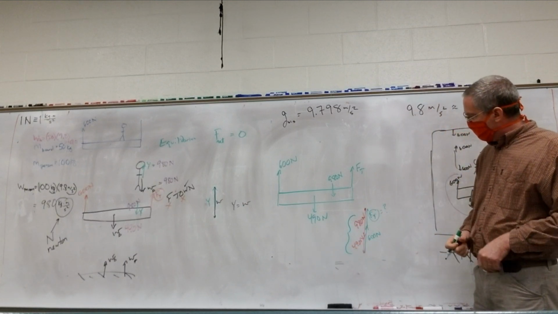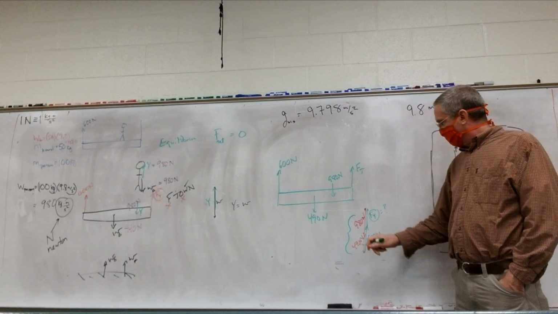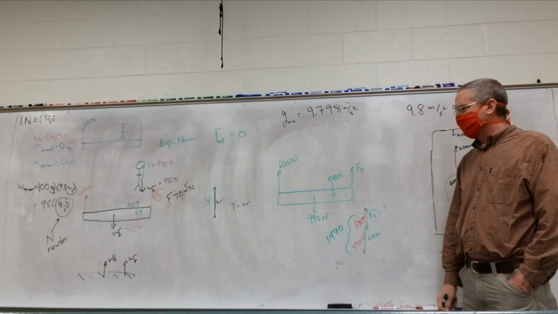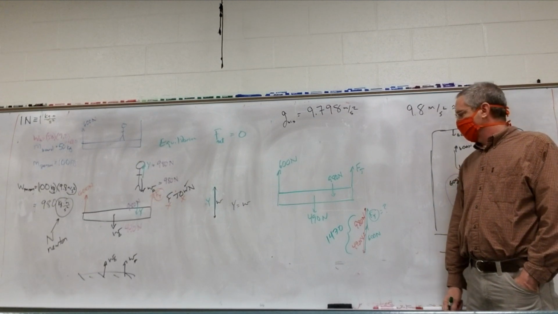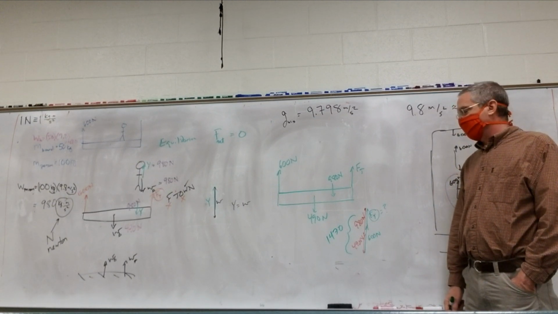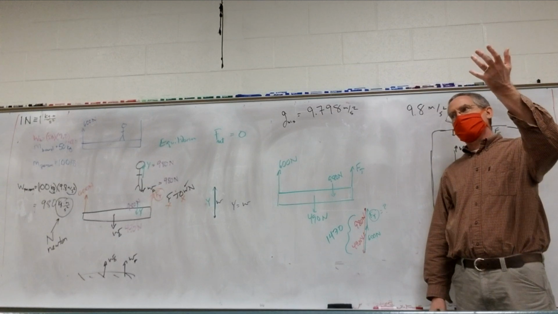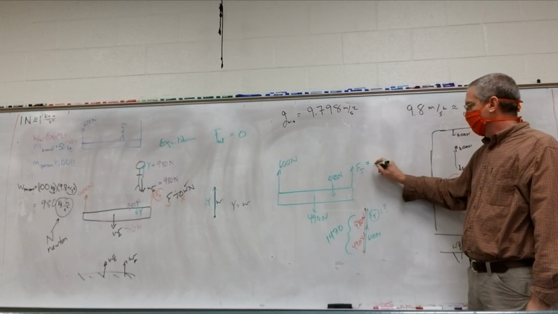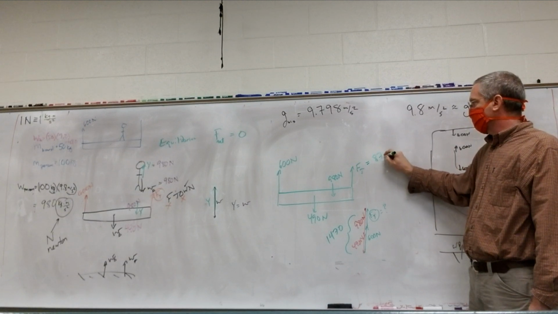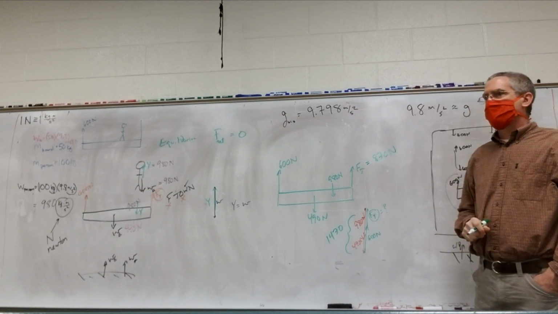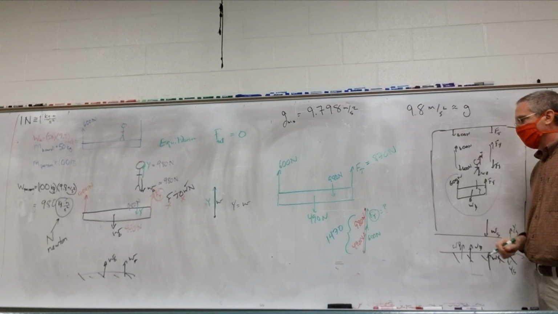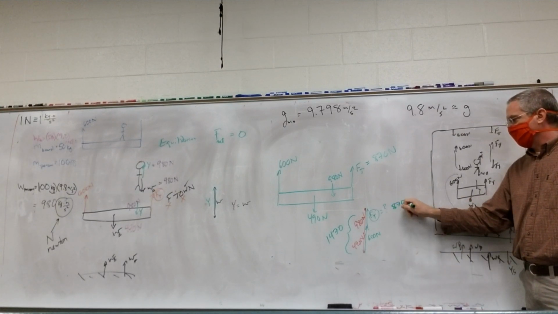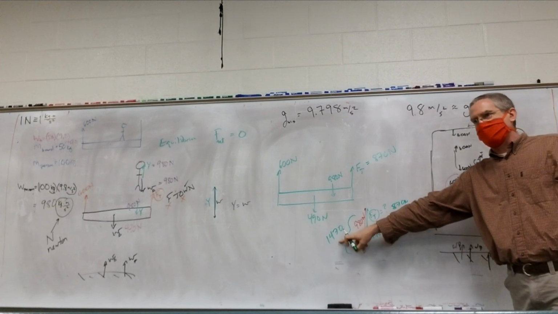So doing the fancy math here, 1470 going down. Therefore, 1470 must be holding it up. 600 have already been accounted for, so this has to be 870 newtons. So I've done my math right: 600 plus 870 is equal to 1470.